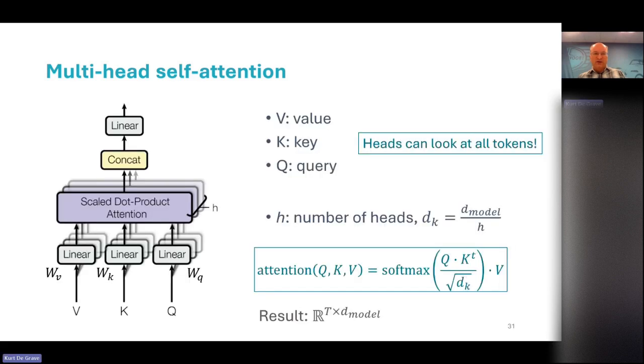Then multi-head self-attention. So what happens here is that from the embedding of a token, we compute three new vectors: a vector v for value, a vector k for key, and a vector q for query. So for each of those, we have a parameter matrix. So we multiply the embedding with the parameter matrix, and then we get v or k or q.